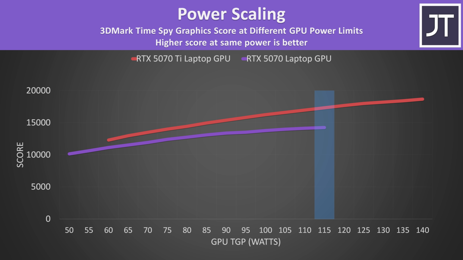But if both GPUs are running at 115 watts, the highest the 5070 supports, the 5070 Ti has a bigger 22% lead. And then if we compare a full-powered 5070 against a full-powered 5070 Ti, the Ti has an even bigger 31% lead over the 5070. So technically a 5070 laptop running at full power could beat a 5070 Ti running at 75 watts.